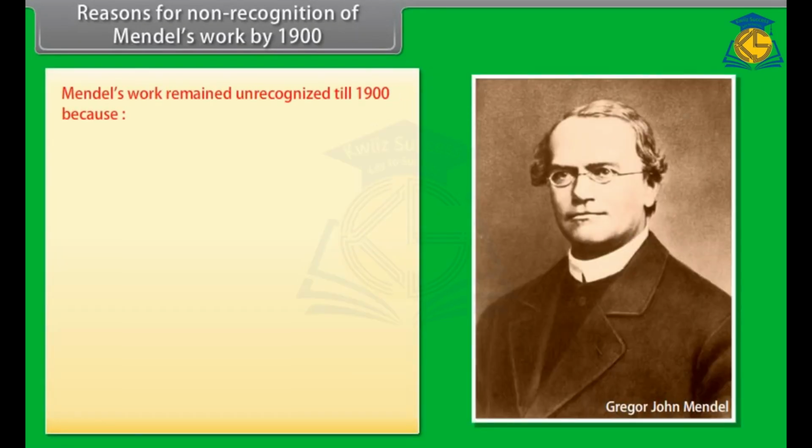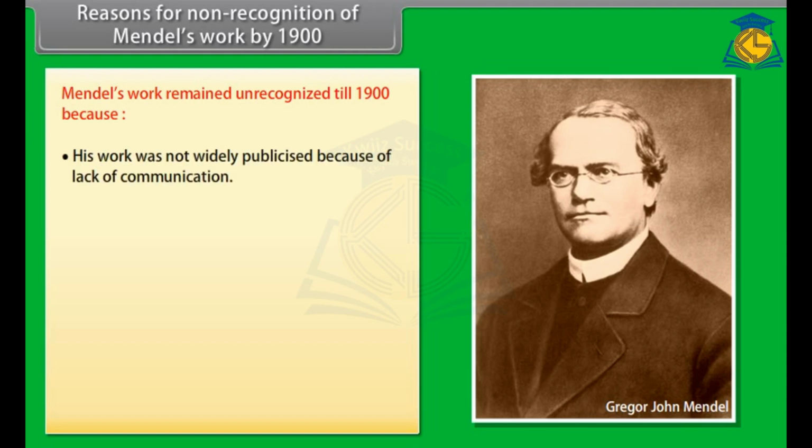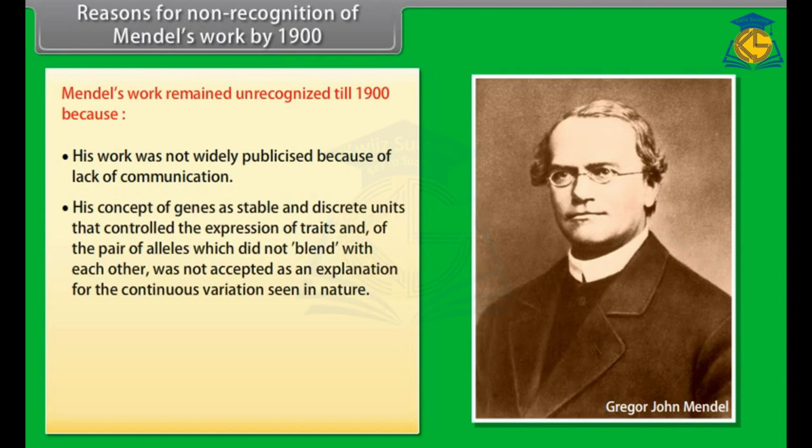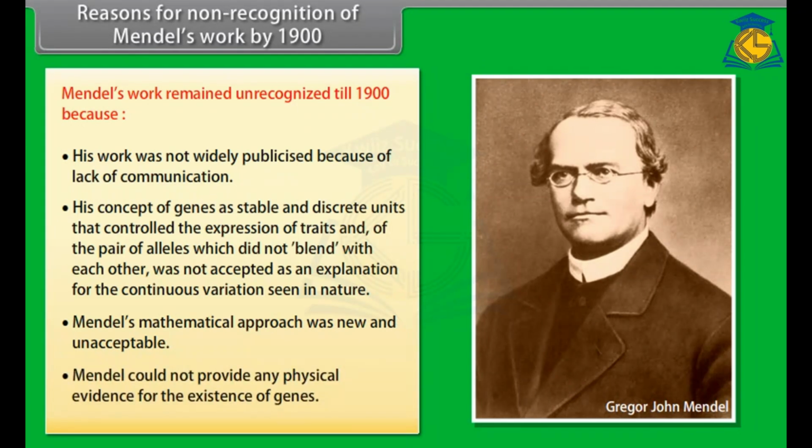Mendel's work remained unrecognized till 1900 because his work was not widely publicized because of lack of communication. His concept of genes as stable and discrete units that controlled the expression of traits, and of the pair of alleles which did not blend with each other, was not accepted as an explanation for the continuous variation seen in nature. Mendel's mathematical approach was new and unacceptable. Mendel could not provide any physical evidence for the existence of genes.